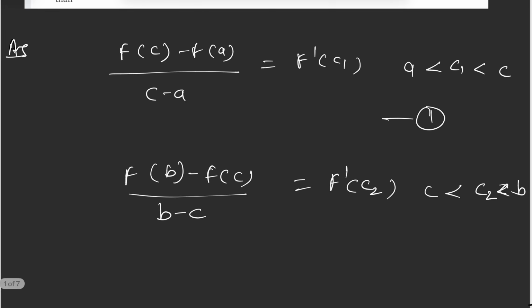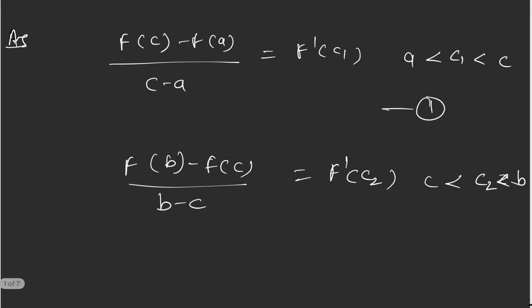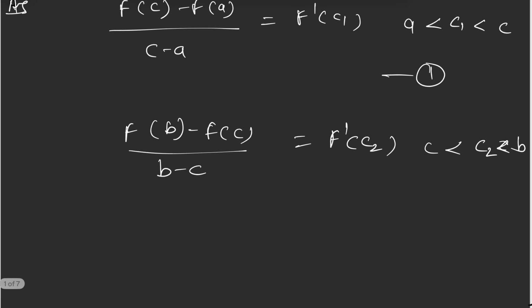As you can see, the question is saying f dash x is greater than 0. It means if the differentiation of any function is greater than 0, that function is an increasing function. Also given is f double dash x is less than 0. If the double differentiation is less than 0, it means f dash x is a decreasing function. So if f dash x is a decreasing function, I can say f dash c1 is greater than f dash c2. Simple thing.